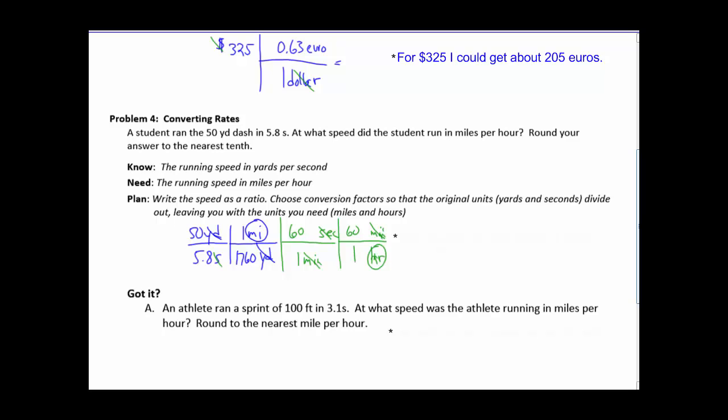So if we multiply 50 times 1 times 60 times 60 and divide that by 5.8 times 1760, we should get a student that can run at a speed of about 17.6 miles per hour. So again, we're going to multiply 50 times 1 times 60 times 60 and divide that number by 5.8 times 1760 times 1 times 1.